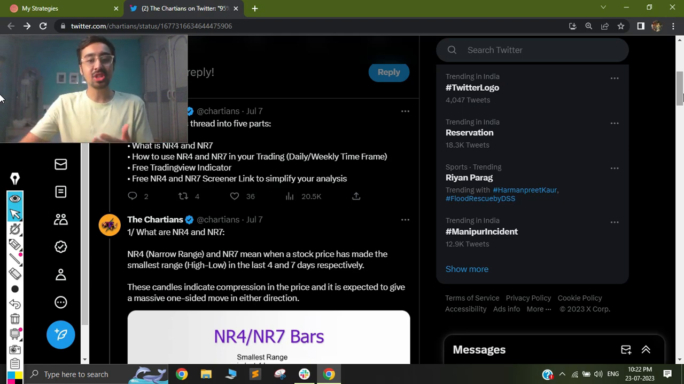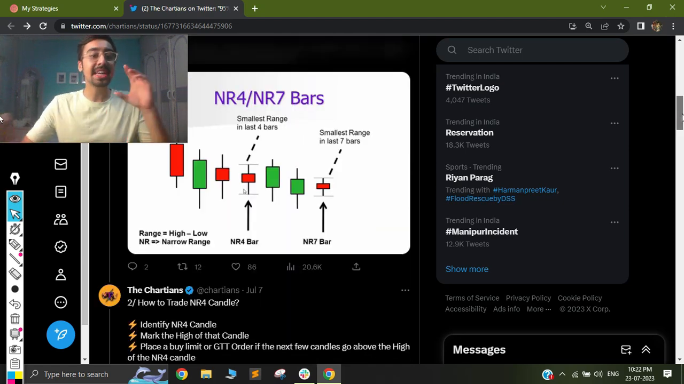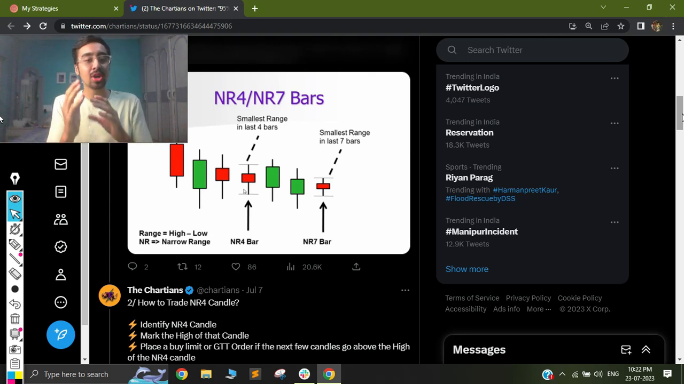Now, let's first understand what exactly this NR4 NR7 strategy is. This strategy is basically looking at the day's range. NR stands for narrow range and 4 stands for the look back period. So we are looking at the last 4 days in terms of the NR4 strategy. Similarly, in NR7, we are looking at the last 7 days.